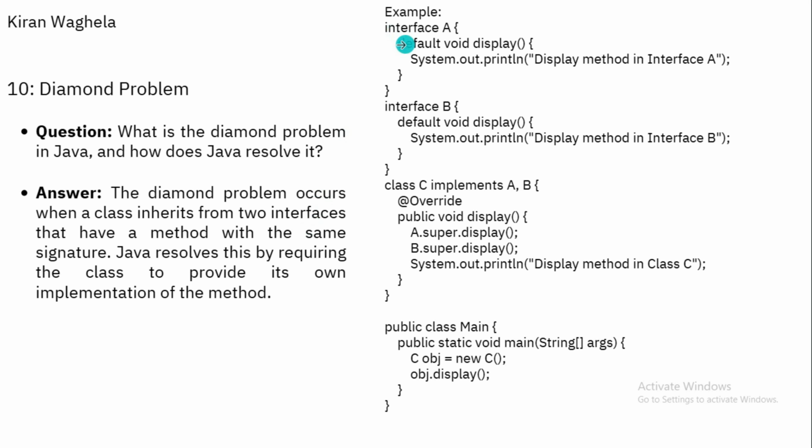For example, we have two interfaces, interface A and interface B. Both interfaces have default display methods, and class C implements both A and B. In this we override the display method, and we call A.super.display and B.super.display. We just use the super keyword and call the display methods to avoid the diamond problem here. This way you can answer such kinds of questions.